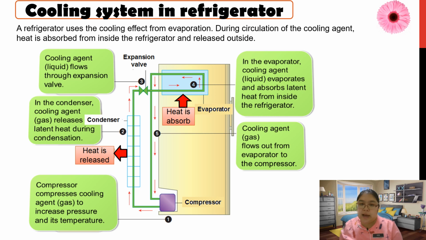So after the cooling agent, a liquid, absorbs the heat from the refrigerator, it comes out as a gas. Then it flows back from the evaporator to the compressor. This process is repeated. So inside the freezer it is normally cool because the heat is already absorbed. Behind the refrigerator, you find hot gas because the heat is released.